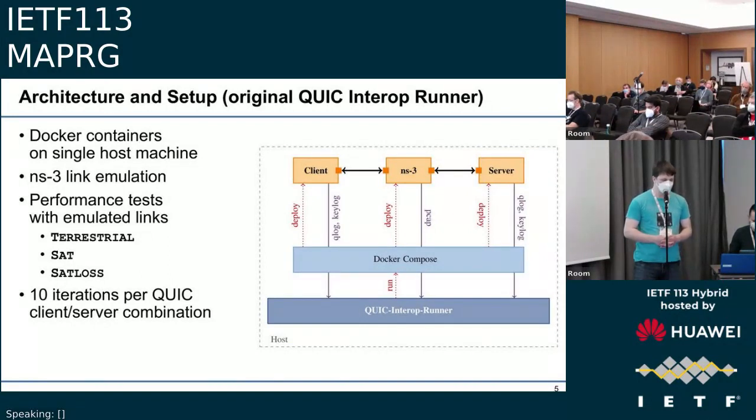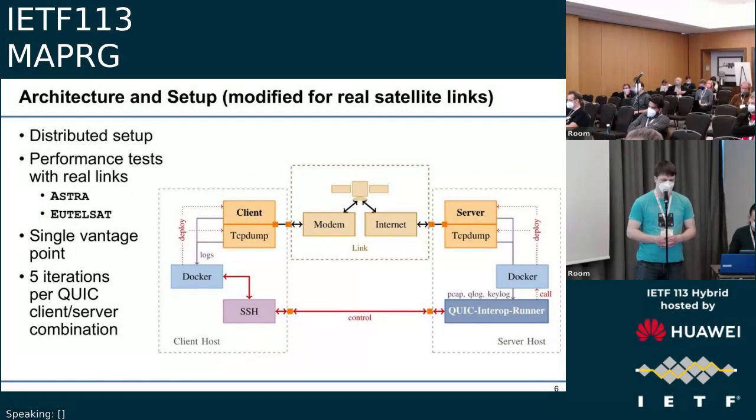So on the next slide, we see the modified architecture, which integrates real satellite links. In our case, the client host and the server host are located on different machines. So the client host directly connects to the satellite modem, whereas the server host is located in our university network. And the main modification is then that the client and servers are interfacing real interfaces. There's only a single vantage point, so it's not very representative, but it's mainly used to check how well the emulation setups compare to the real satellite links. Next slide.